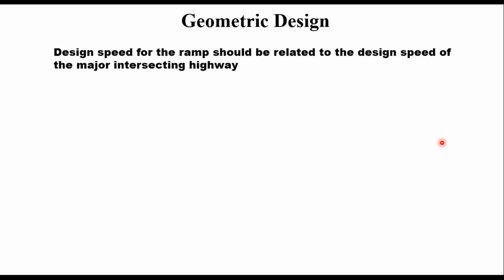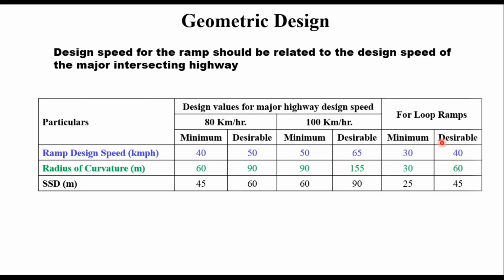The design speed for a ramp should be related to the design speed of the major intersecting highway. And IRC 92 suggests the ramp design speed for different design values of major highway design speed, for 80 km per hour or 100 km per hour. This 80 km per hour is generally adopted in urban expressways and this is in rural expressways. And these are the minimum and desirable speeds for the design of ramps.